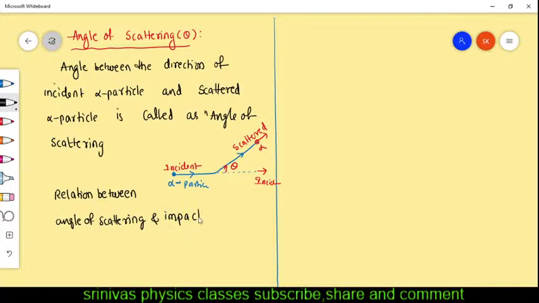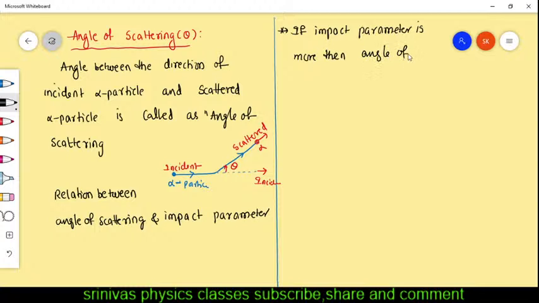Right. Now let us discuss it here. The relation is that if the angle of scattering is more, then the impact parameter is less. They are just like inversely proportional. Previously also we discussed it. For the undeviated alpha particle, b is maximum, but theta is 0. Theta is 0 means minimum.